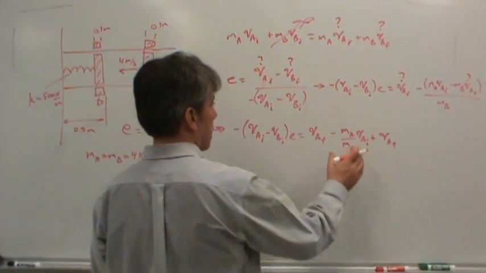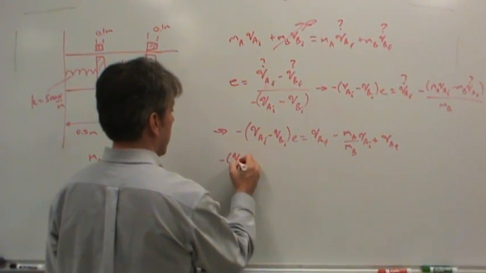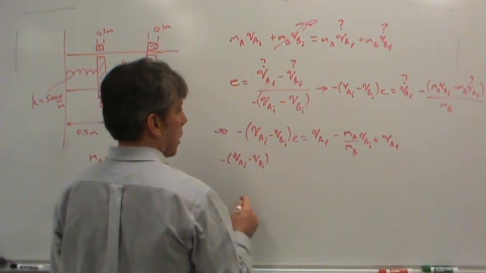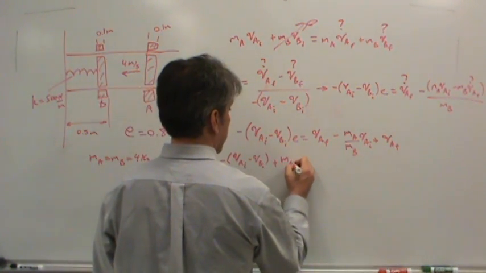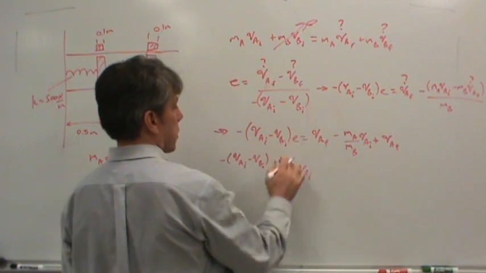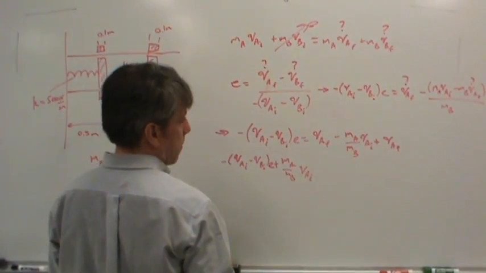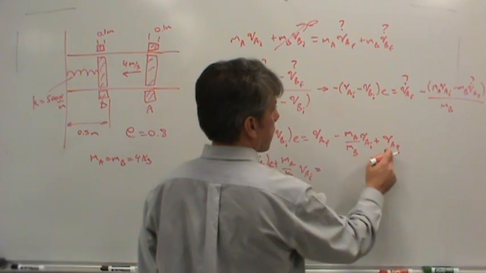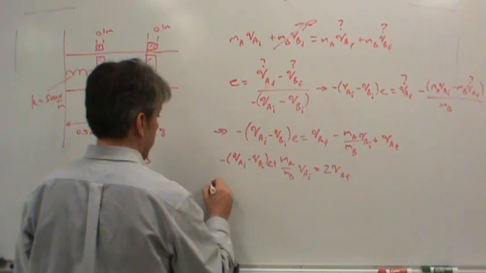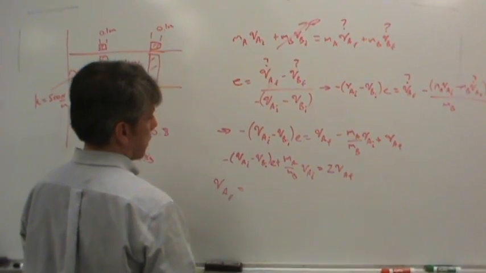All right, so let's move this term to the other side and write that negative VA initial minus VB initial plus the mass of A over the mass of B, VA initial, just moving this term to the other side, and maybe not forget the E in there, equals, we've got a VA final here and a VA final here, so we have two VA final. And so VA final should be all of this divided by 2.